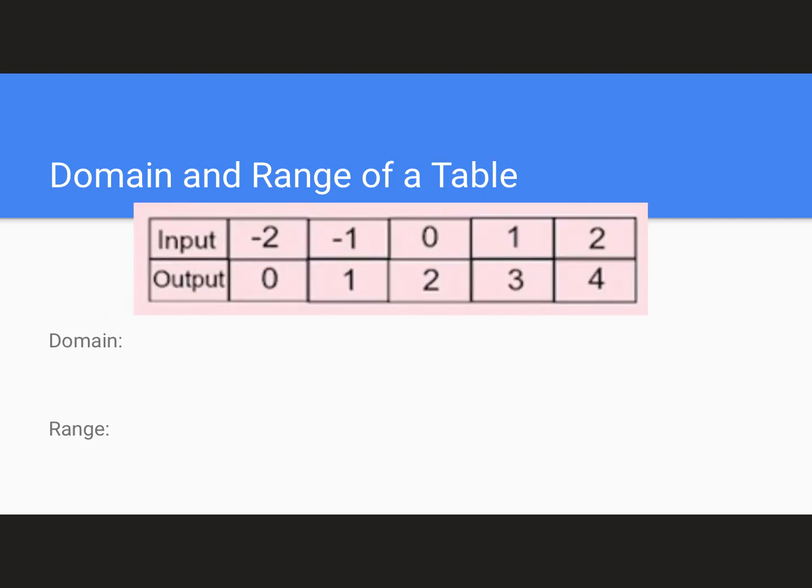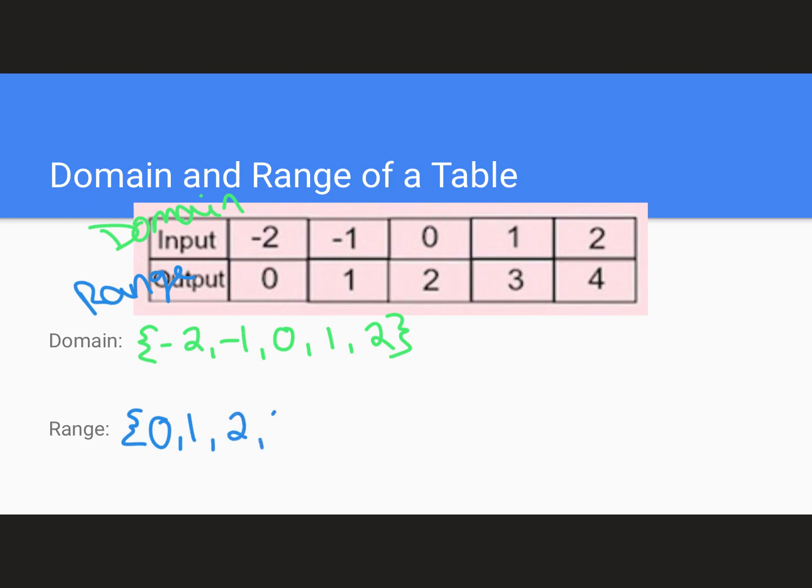Okay, so let's come to what happens when I'm looking at it on a table. Again, input is our domain, and we're just going to list them. So in this case, my domain is -2, -1, 0, 1, and 2. And the output is our range. In this case, our range is 0, 1, 2, 3, 4. Okay, so very easy with the ordered pairs, the mapping diagrams, and the table.